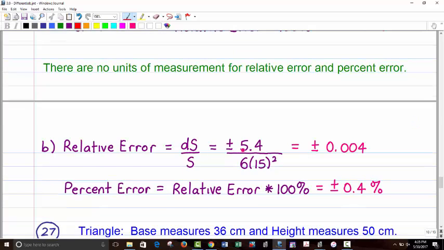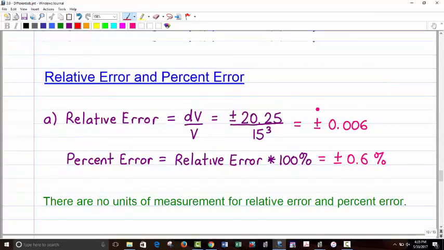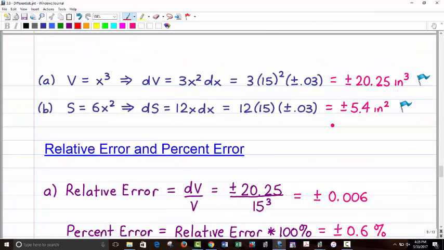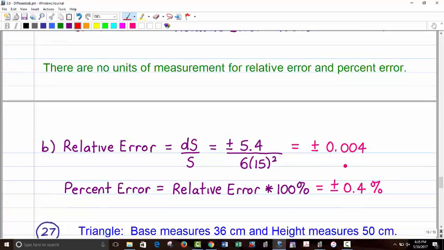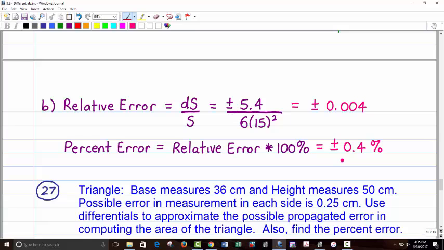We take the dS, which we got back above on the page, here's 0.5, there it is, plus or minus 5.4. Divide that by the surface area, which would be 6 times 15 squared, because it's 6x squared. You get plus or minus 0.004 for the relative error, and then the percent error would be plus or minus 0.4%. So that measurement is also less than 1% off.